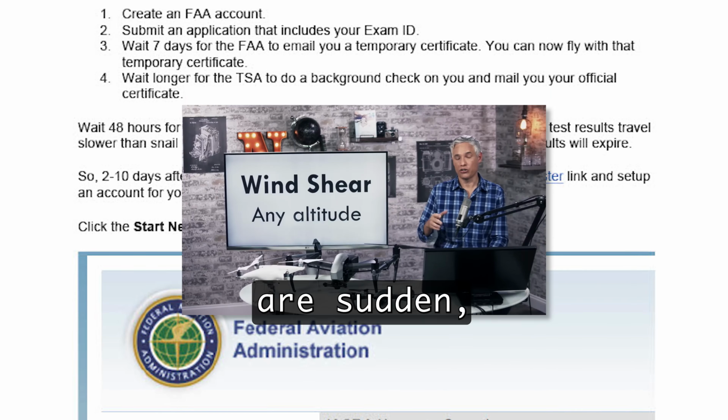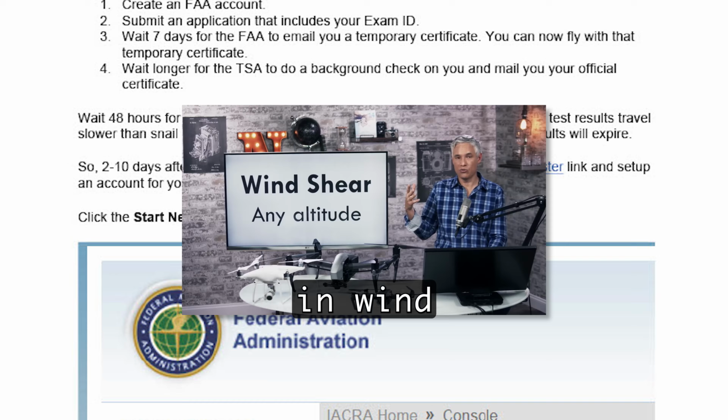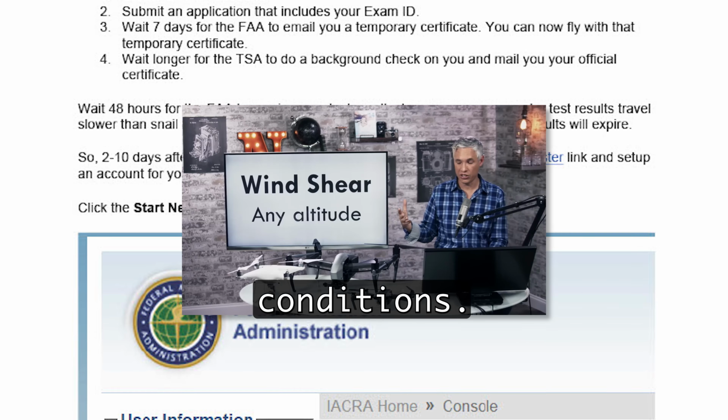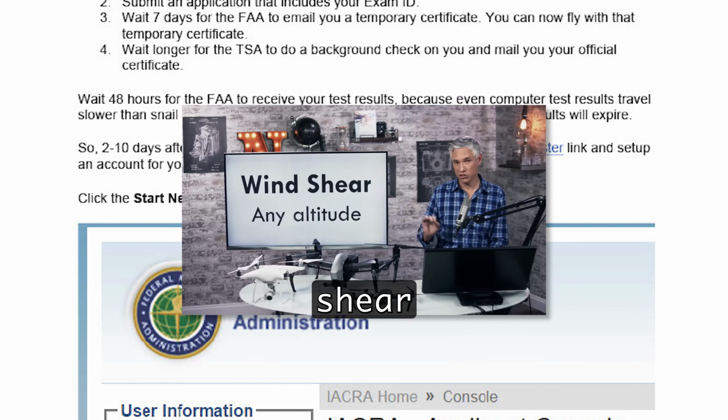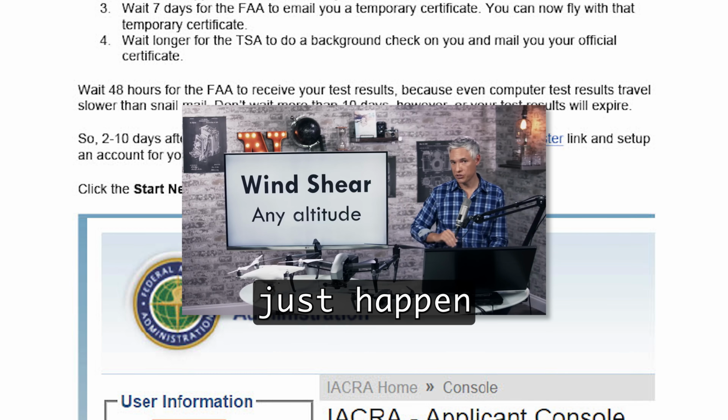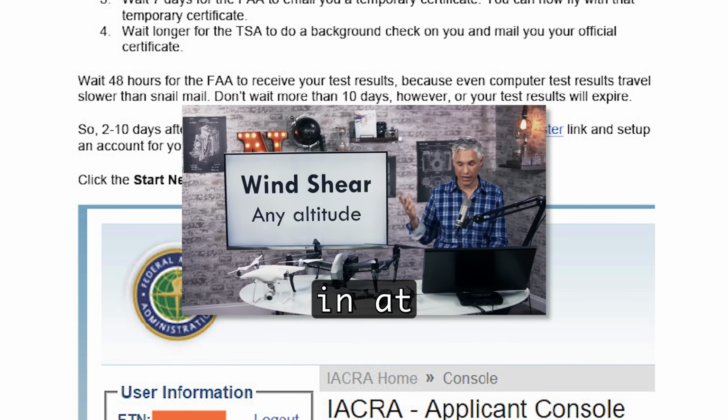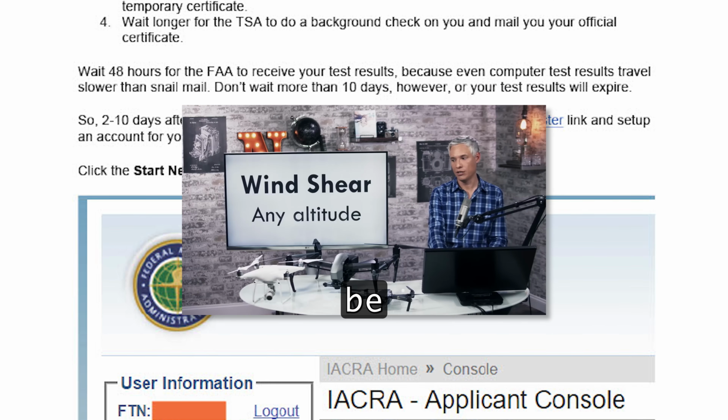Wind shears are sudden drastic changes in wind speed, and they can happen in different wind conditions. But what I want you to know is that wind shears can happen at any altitude. They don't just happen on the ground. They don't just happen at higher altitudes. They can happen anywhere, and they can be dangerous.